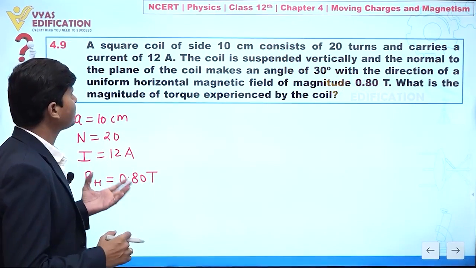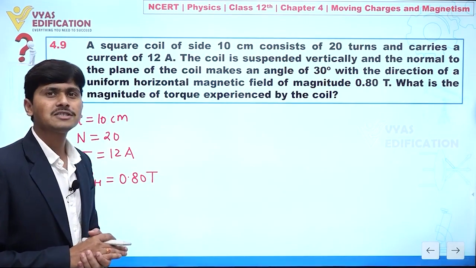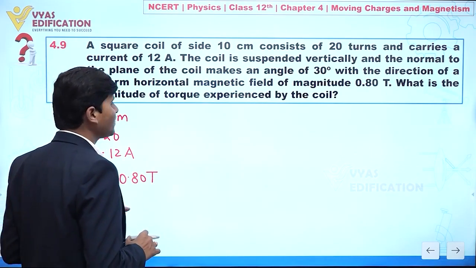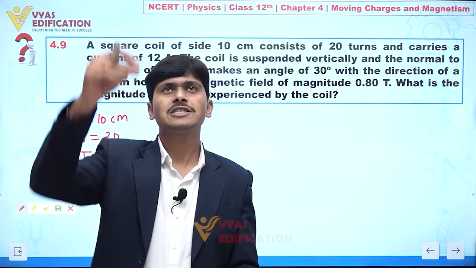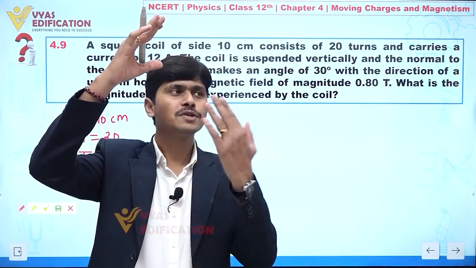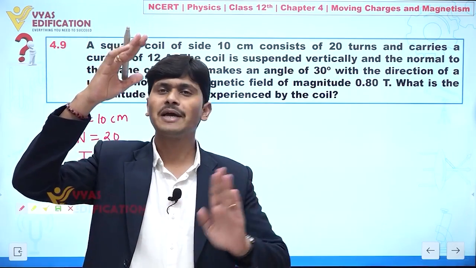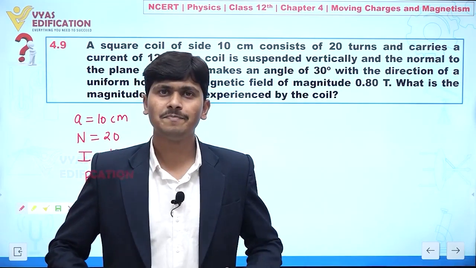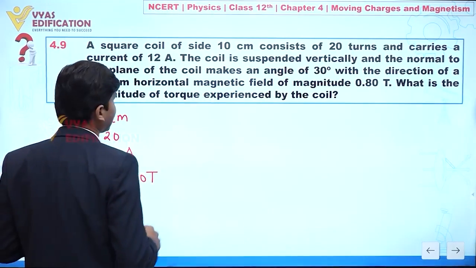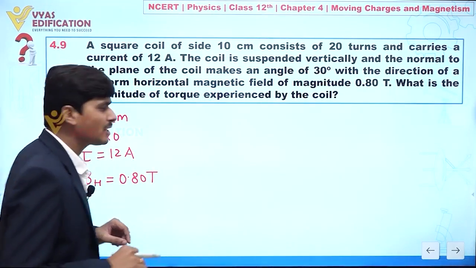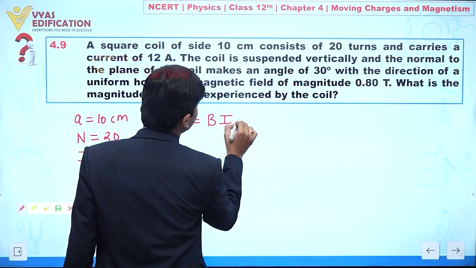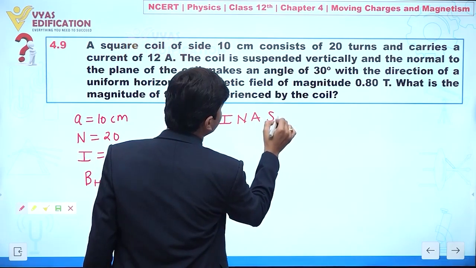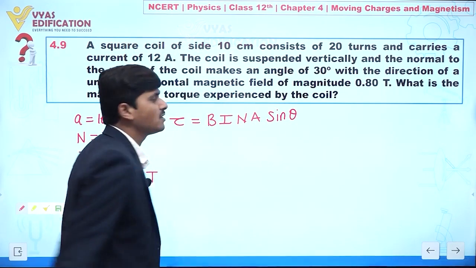What is the magnitude of torque experienced by the coil? Now we know very well: let's suppose we have a square coil suspended vertically, and the plane of that coil is making some angle with the magnetic field. The angle between them is given as 30 degrees. So for the torque experienced, we know the formula of torque: it is given by BINA sin theta.